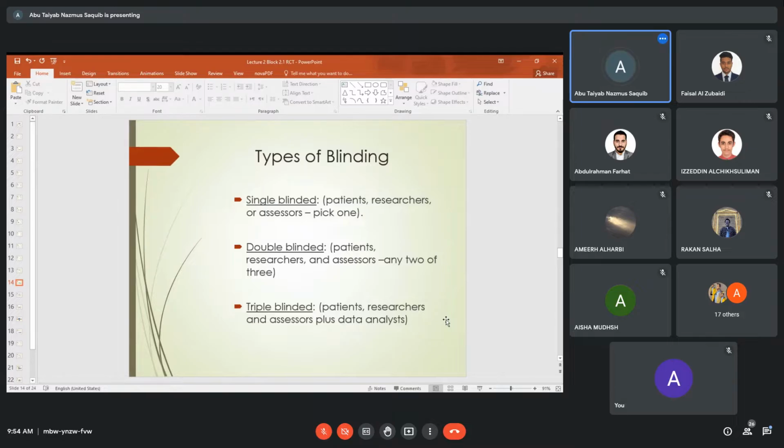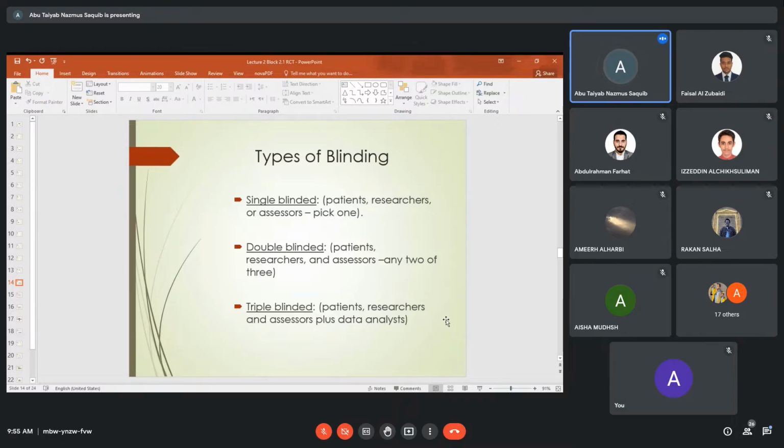You must blind your assessor, and if you can, also blind the investigators. So that's why there are many different levels of blinding: single, double, triple blinded. So the higher the blinding, the better the quality of the RCT.